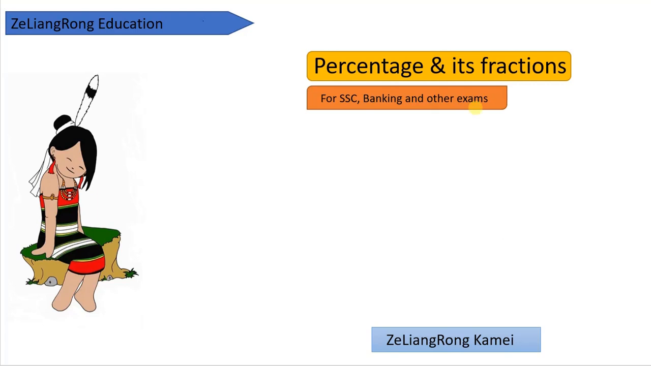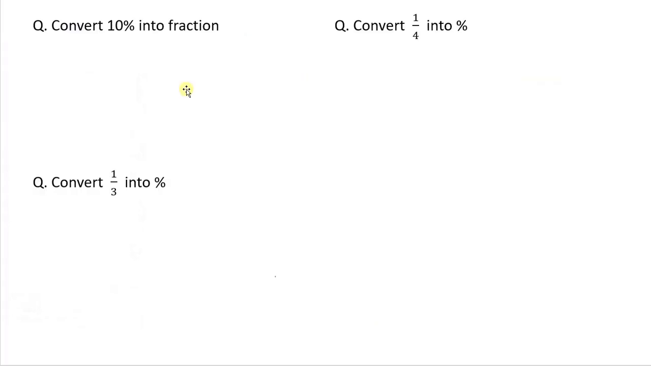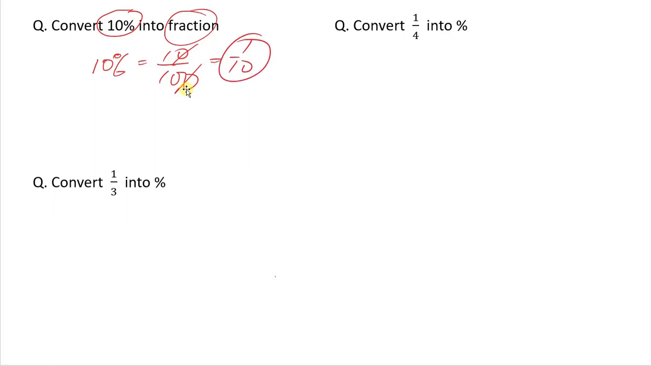Today we're going to discuss percentage and its fraction. Here in the first question we have: convert 10% into fraction. So we need to convert this percentage into fraction. What is 10%? 10% simply means 10 by 100. After cancelling 0, 0 we have 1 by 10. This is the fraction of 10%.